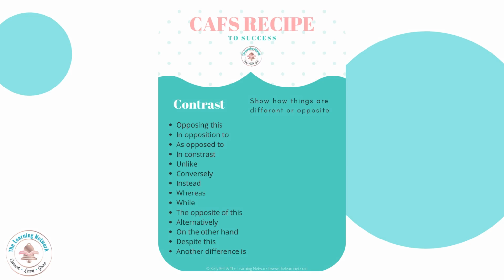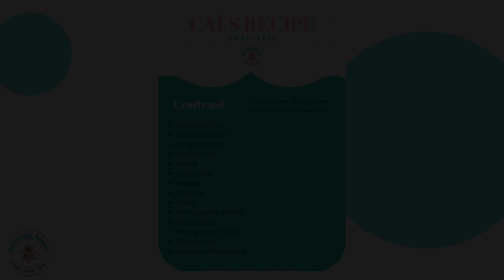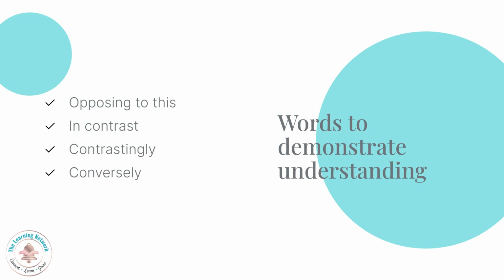Contrast is really showing how things are different or opposite. And often we might see the words compare and contrast together. So we're going to use a different list of words to demonstrate knowledge and understanding of this particular glossary of keyword. Using words to demonstrate understanding of this particular glossary of keyword is really important. So we might use words like opposing to this, in contrast, contrastingly, conversely. These are all different words to show and to prove to the marker that they're actually applying the understanding of these glossary of keywords.